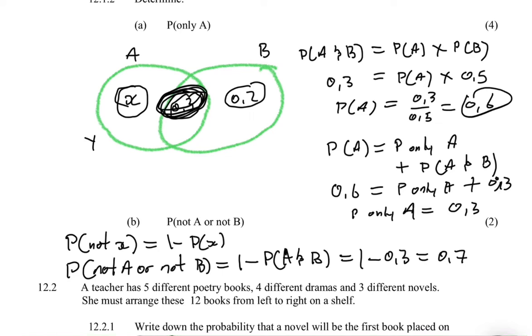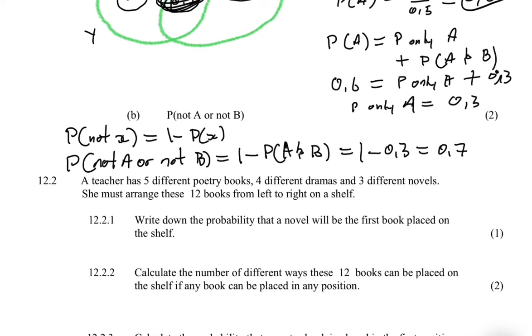It will be the probability, it will be 1 minus the probability of A and B. Now let's move to 12.2.